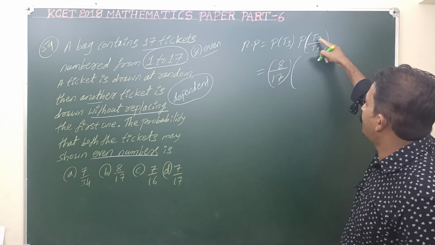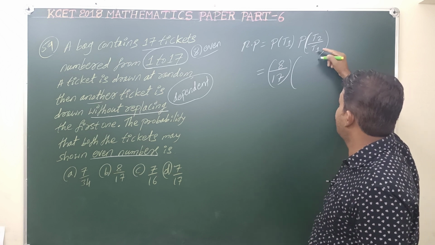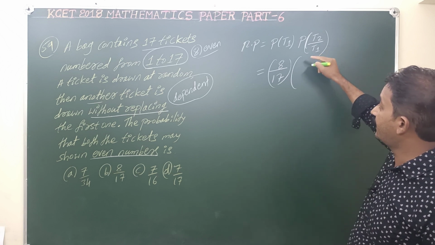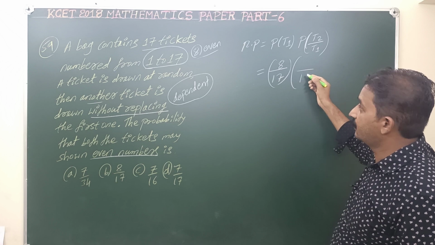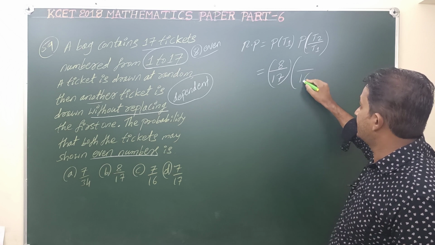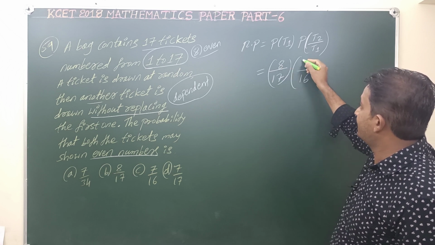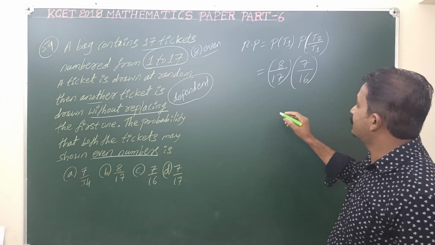Then find the probability of T2 when T1 has already occurred. T1 already occurred means what? Here 17 becomes 16. One ticket already lost. So that is an even ticket. So 16, and the even ticket lost means what? It becomes 7, only 7 favorable cases for the second even ticket. So this is the required answer.